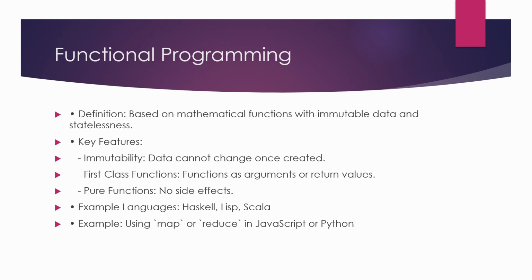Functional programming treats computation as the evolution of mathematical functions, avoiding changing state or mutable data. It's built around functions that take inputs and produce outputs without side effects. This paradigm emphasizes immutability, first-class functions, and pure functions. Languages such as Haskell, Scala, and Python support functional programming. We often see examples like map and reduce being used to manipulate data.